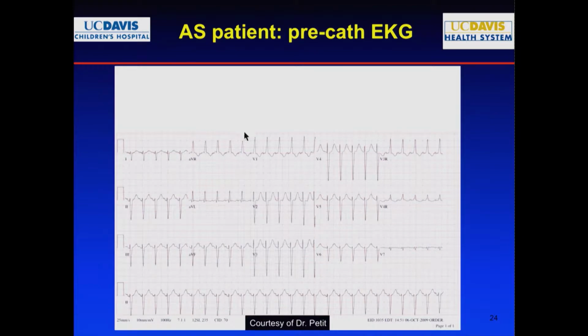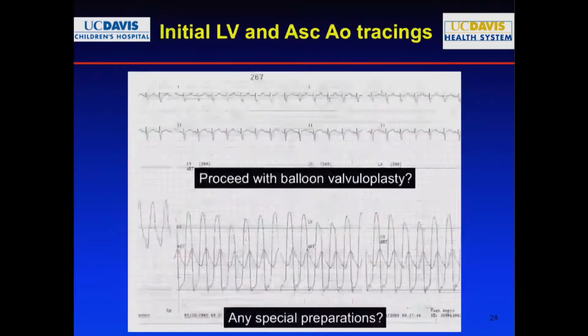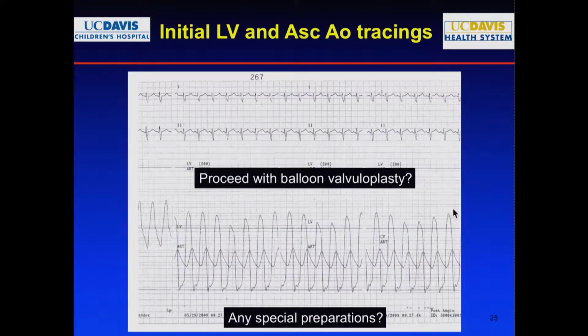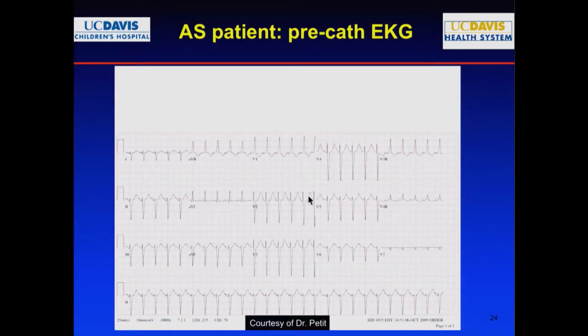Another patient, an aortic valve patient. Here's the cath, here's the EKG. This is one from Texas Children's, one of my colleagues. This is the EKG of the patient with AS. He proceeded to the cath lab. His plan is to do aortic valvuloplasty. If you saw that EKG, would you have any special preparations? I'll go back. Would you have any special preparations when you look at this?